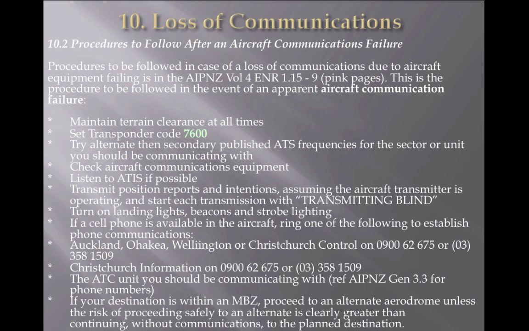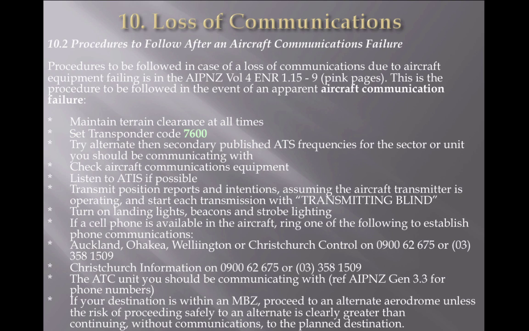Maintain terrain clearance at all times. Set your transponder to 7600. Try alternate, then secondary published ATS frequencies for the sector or the unit you should be communicating with. Check aircraft communication equipment. Listen to ATIS if possible. Transmit position reports and intentions assuming the aircraft transmitter is operating, and start each transmission with "transmitting blind". Turn on landing lights, beacons and strobes.